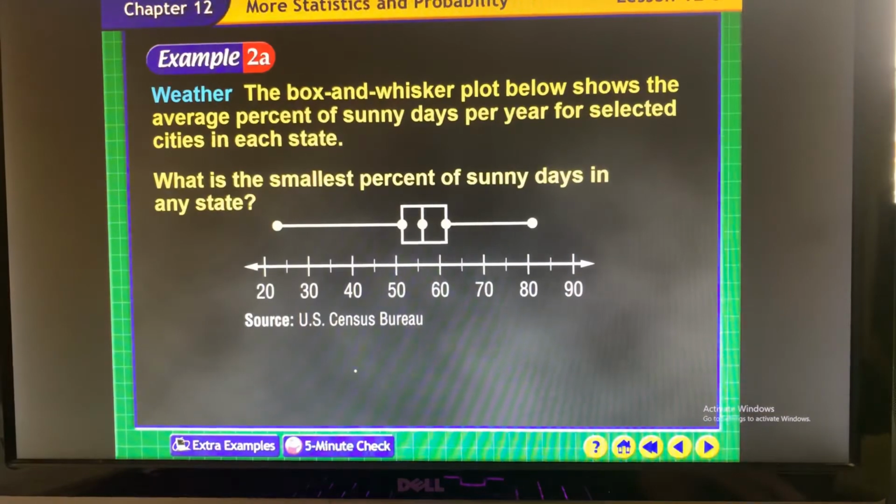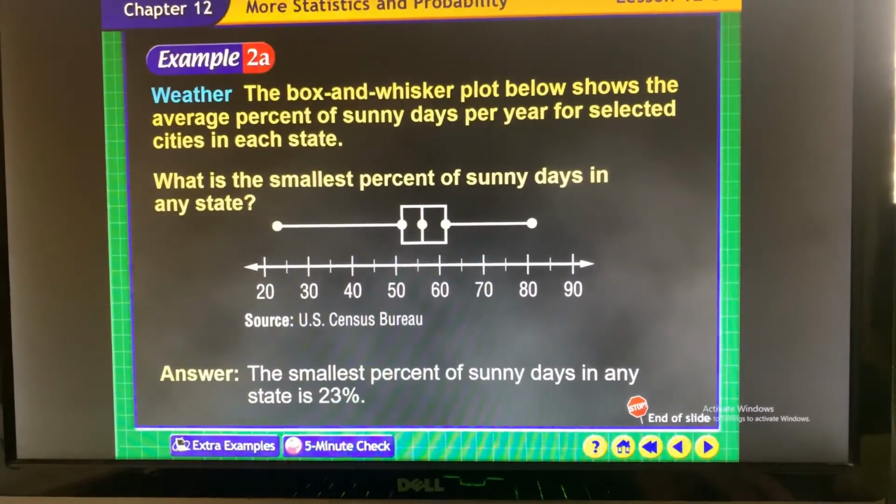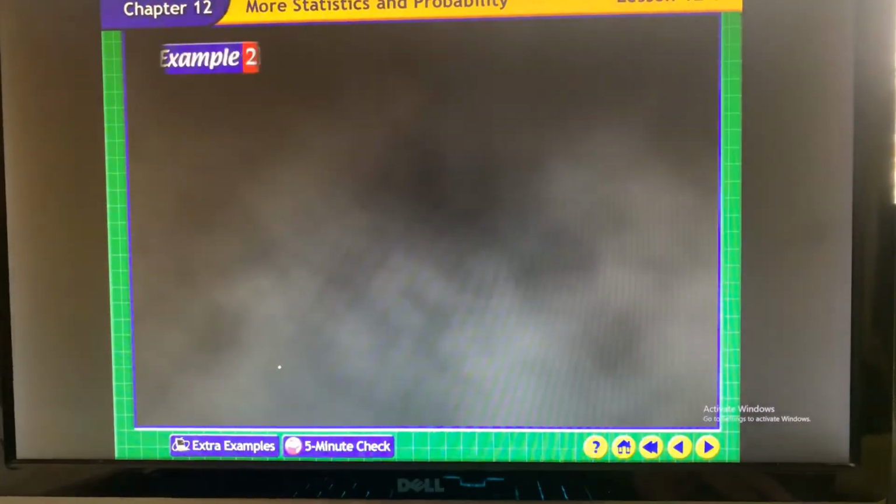So, what is the smallest percent of sunny days in any state? So these are sunny days per year. So what's the smallest percent? Well, that's looking right here. So it's probably about what? About 23%. So you can only estimate on a box and whisker. If you don't have the data in front of you, you can only estimate. Next question.